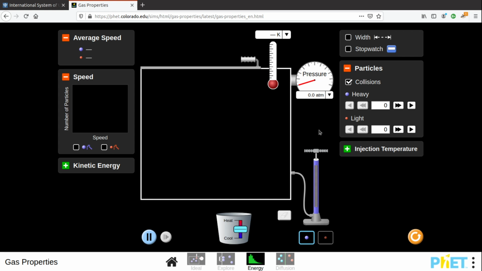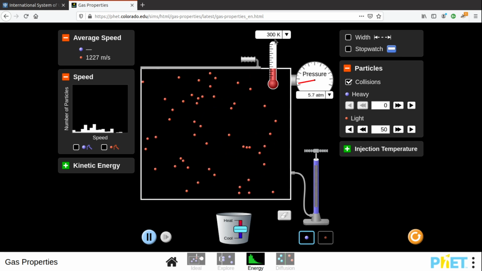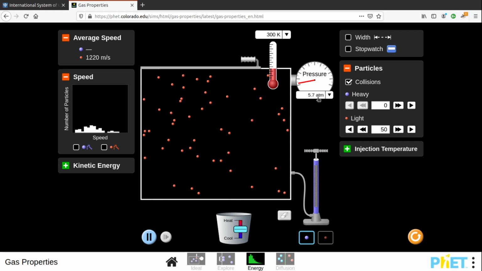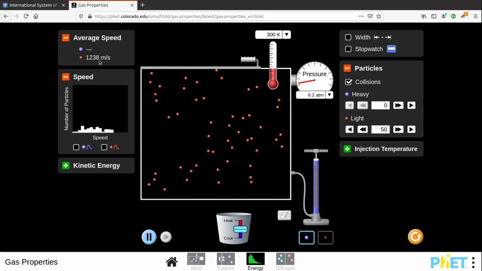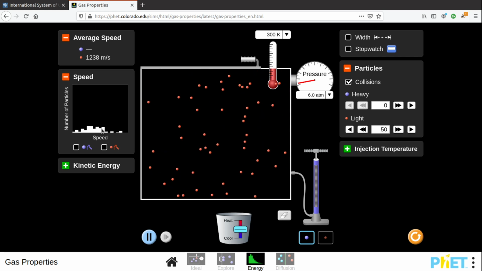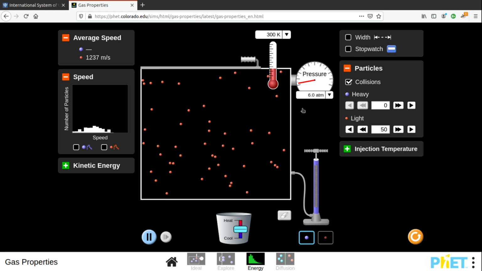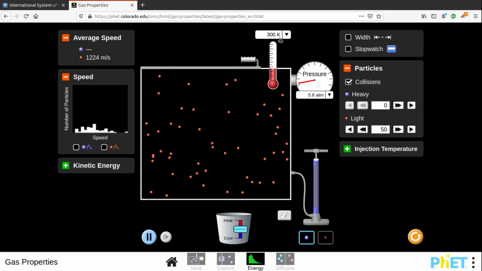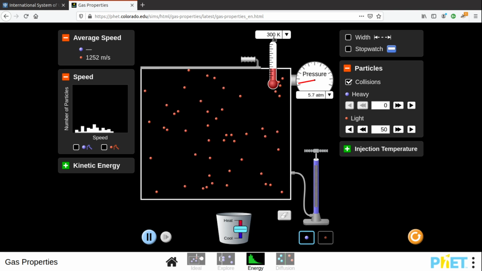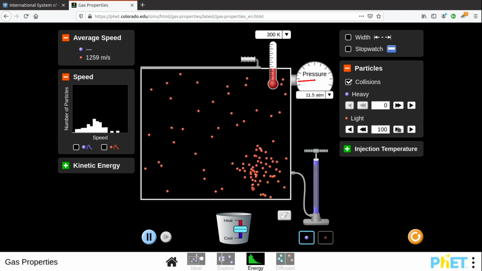There it is. Nothing's in it, so there's no pressure and no temperature. Let's put something in. 50 particles. That's creating pressure right away. They're at 300 Kelvin. We got about 6 atmospheres of pressure. We see the average speed here is about 1200 meters per second, and some of the particles are moving faster, some are moving slower. Together they're creating the pressure and evidently the temperature, since we had to put something in there for that.